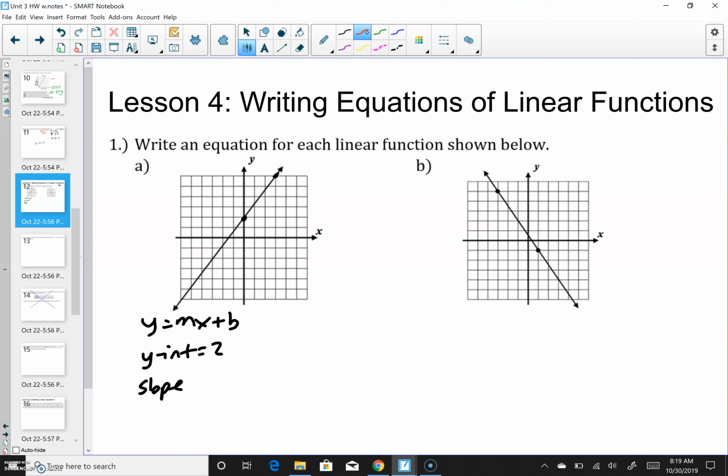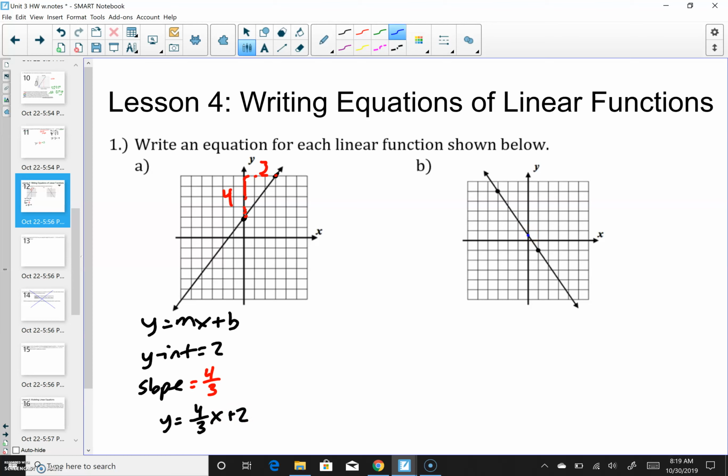So I find one in the top right hand corner. We go up 4 and over 3. So therefore we have a slope of 4/3. So when we write our equation, it will be y equals, not 2x, it will be y equals 4/3 x plus 2. So that's the easiest version.